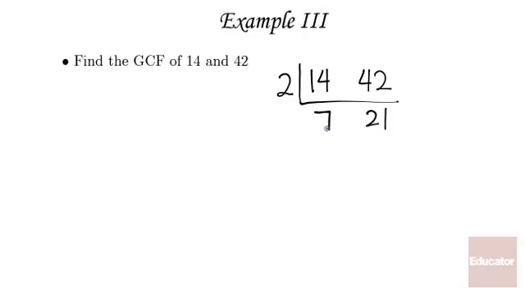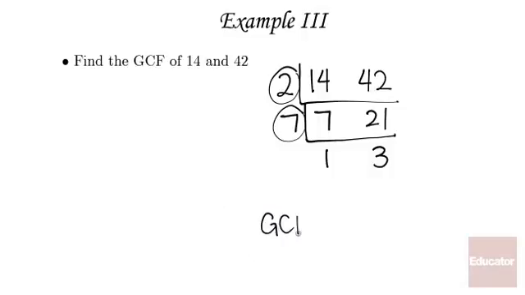Okay. Do they have a common factor? I think they do, so we're going to draw this again. And we're going to pull out another common factor, which is a 7. 7 divided by 7 is 1, and 21 divided by 7 is 3. Again, they only have a common factor of 1, so that's when I take the numbers on the side, and I'm going to multiply them out. So the GCF is 14.